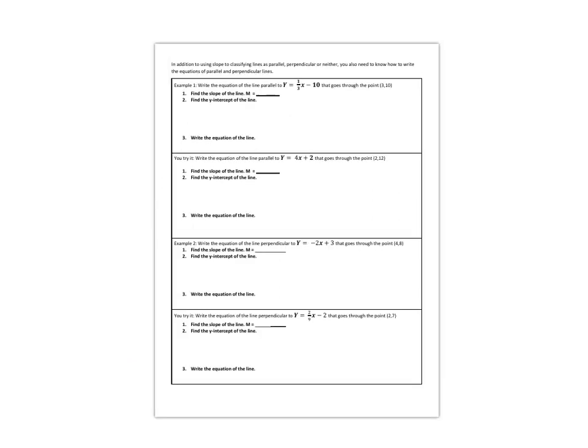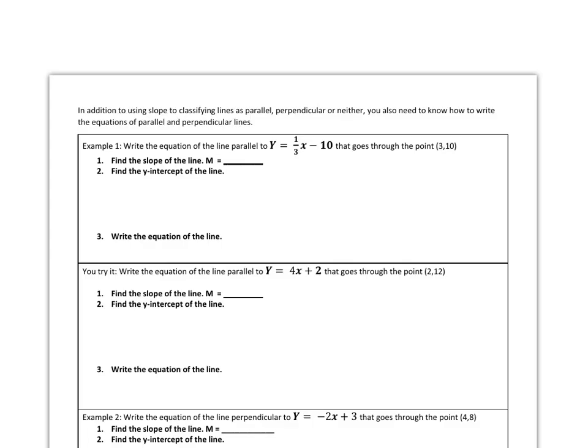All right, so let's look at how to write equations of parallel and perpendicular lines. This first example tells us to write the equation of a line parallel to y equals 1/3 x minus 10 that goes through the point (3, 10). Whew, one step at a time. First, let's find the slope. Well, the slope of our original line was 1/3, and we want a line that's parallel to that, so our slope of our new line will be the same. Parallel lines have the same slope, so our slope will be 1/3.